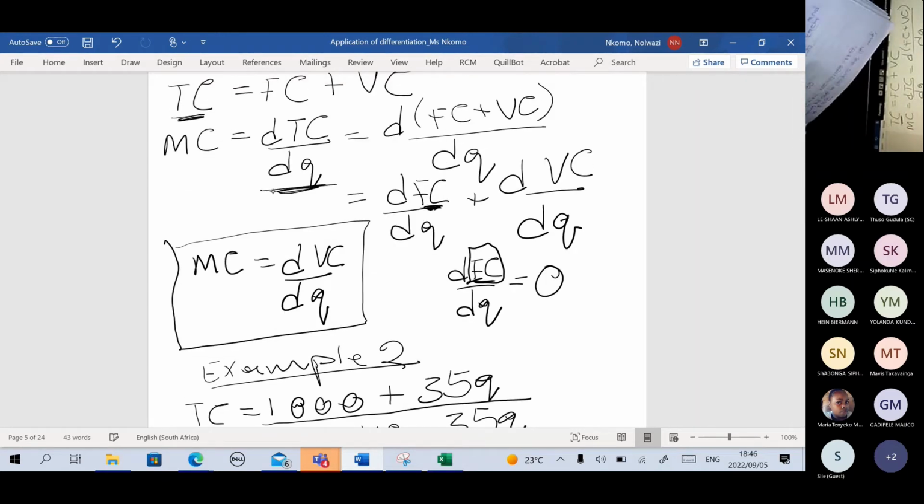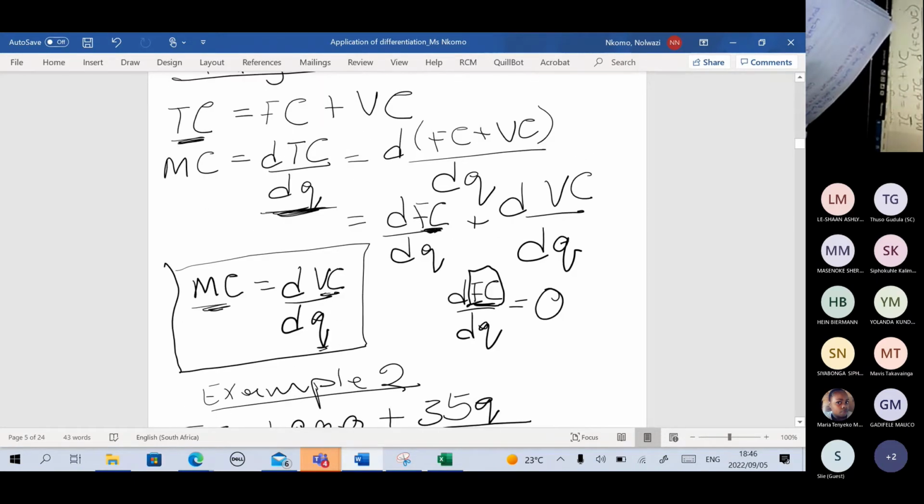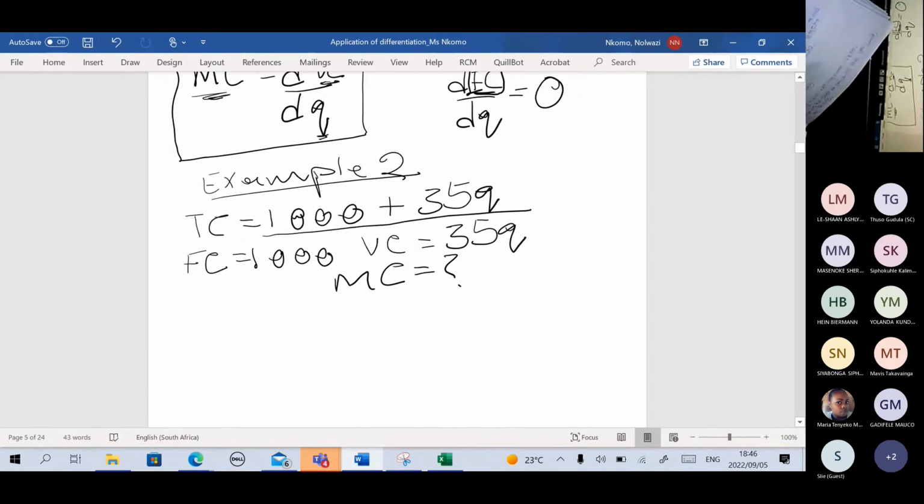I want to show you, just making an example, why do we say the marginal cost is just the derivative of the variable cost with respect to Q instead of the derivative of a fixed cost plus the derivative of variable cost? Okay, I will use this one: the marginal cost is equal to the derivative of the total cost with respect to Q.